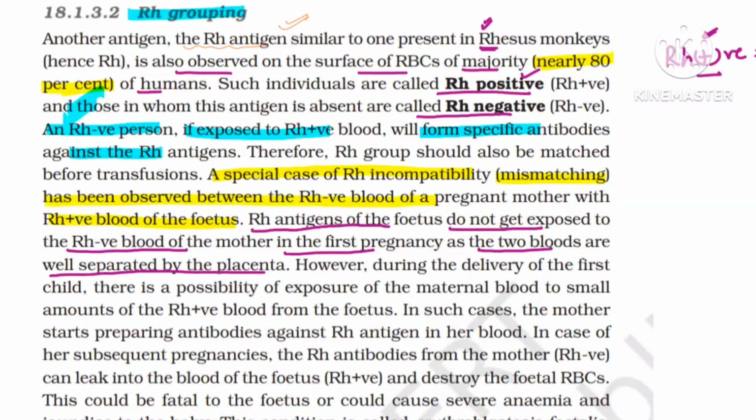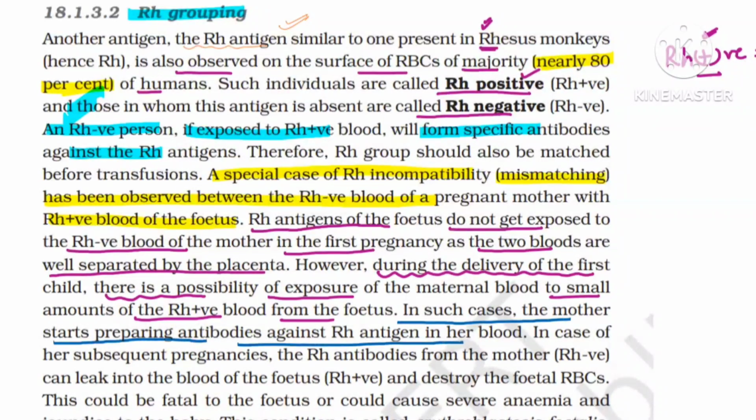First pregnancy is safe. At the time of delivery, when the doctor cuts the umbilical cord, there is a possibility that the mother's blood is exposed to a small amount of Rh positive blood from the fetus. Mother is Rh negative, she receives Rh positive blood from the fetus. The mother's immune system will start making antibodies. So in such a case, what will happen? The mother will start preparing antibodies against the Rh antigen. Clear? Now the mother has made antibodies.